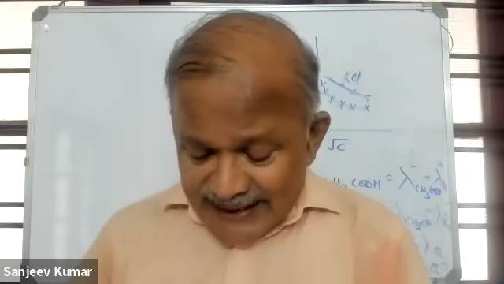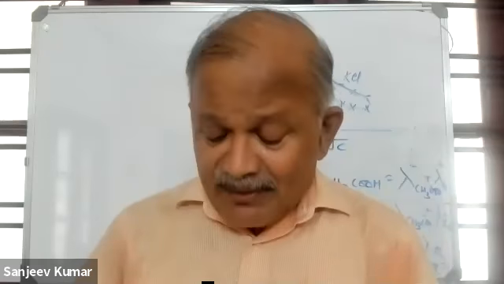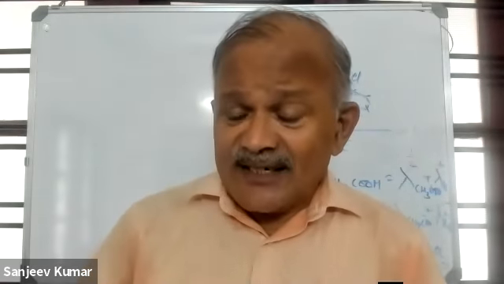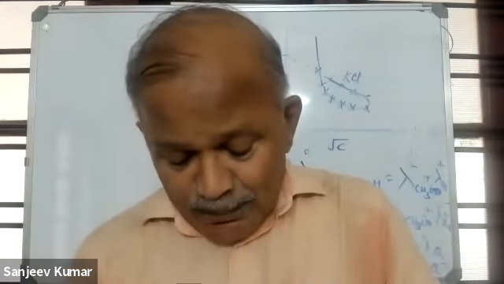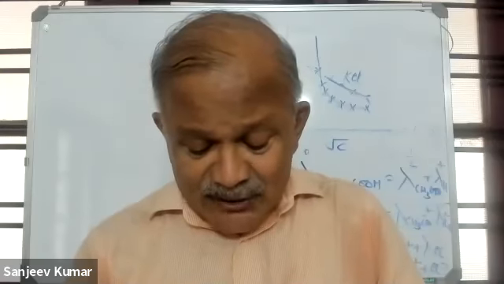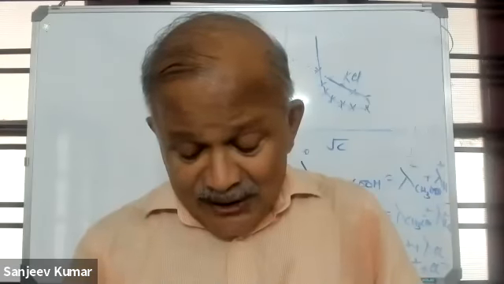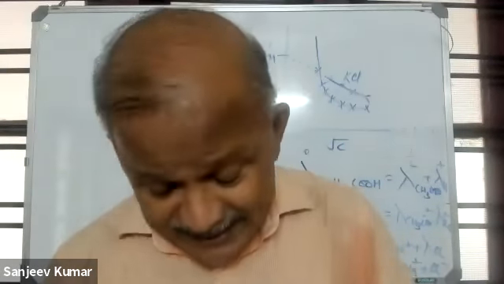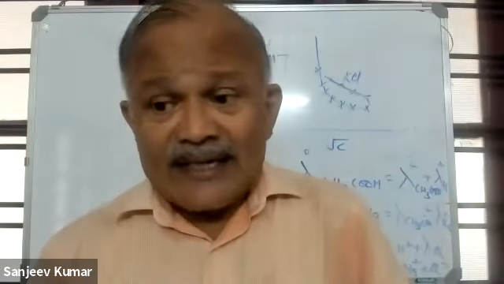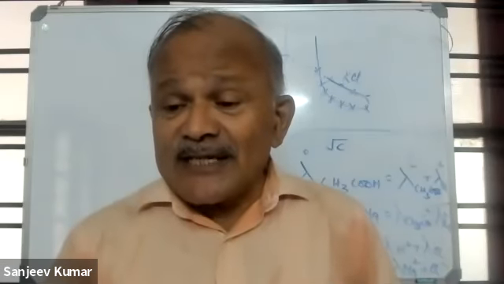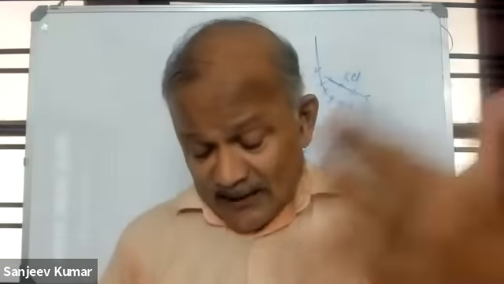Which of the following is not an application of the electrochemical series? A, to compare the relative oxidizing and reducing power of substances. We have already mentioned it can be used for comparing the oxidizing power and the reducing power. B, to predict evolution of hydrogen gas on reaction of a metal with acid, it can also be used. C, to predict spontaneity of a redox reaction, that can also be predicted. And D, to calculate the amount of metal deposited on the cathode, it cannot be calculated by using the activity series. That depends upon Faraday's laws of electrolysis.